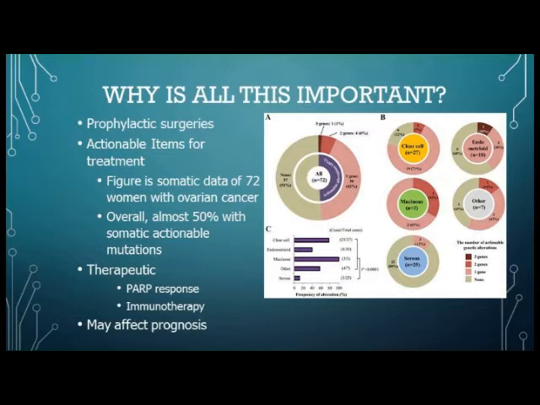The biggest things we have right now for BRCA: we have PARP inhibitors that work better if you have a BRCA mutation for ovarian cancer. And then immunotherapy works better if you've got microsatellite instability. So Lynch syndrome patients may have that. There's still a lot going on with whether this affects their overall prognosis, and that's yet to be determined.